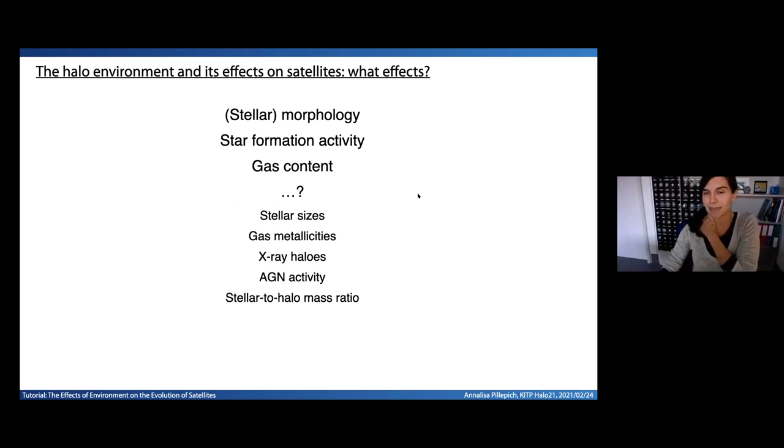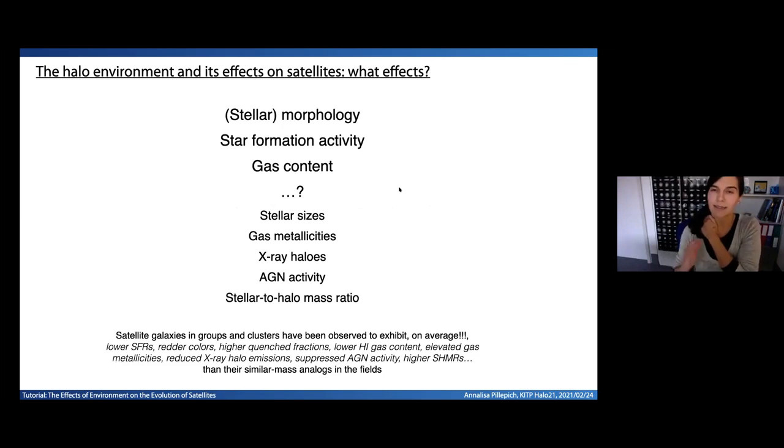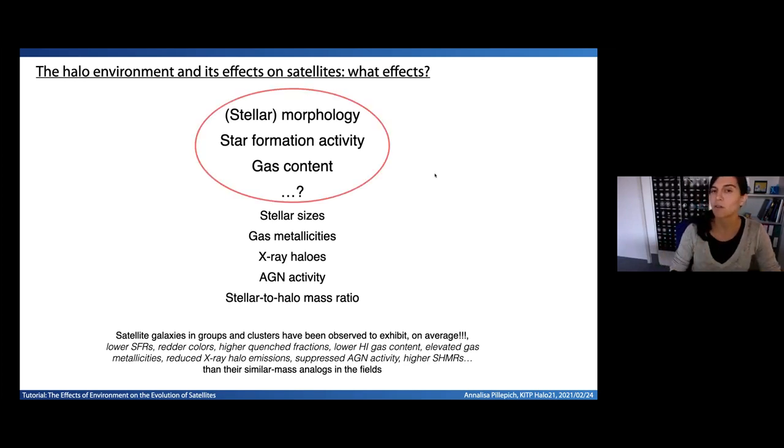In a nutshell, and I'm really going to flash the result, satellite galaxies in groups and clusters have been observed to exhibit, on average, lower star formation rates, redder color, higher quench fractions, lower HI gas content, elevated gas metallicity, reduced X-ray halo emission, suppressed AGN activity, and a higher stellar to halo mass relation, in comparison to similarly massive analogs in the field. So this was very fast. This is all the state of the field. We're going to focus on the three more important things: morphology, star formation activity, and gas content.